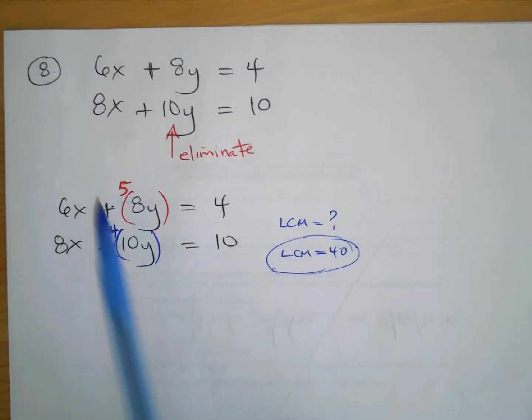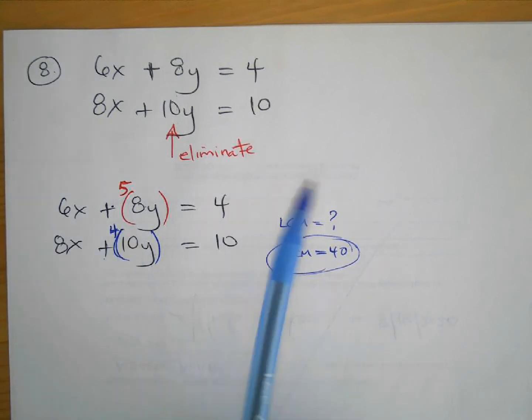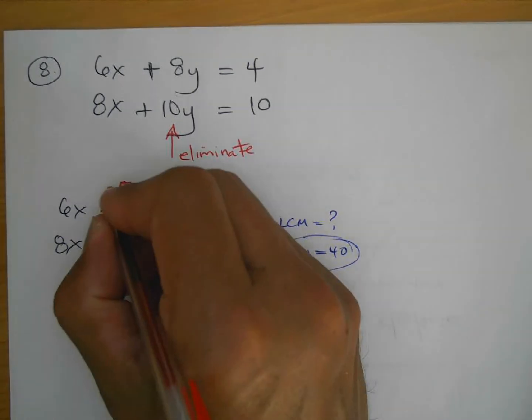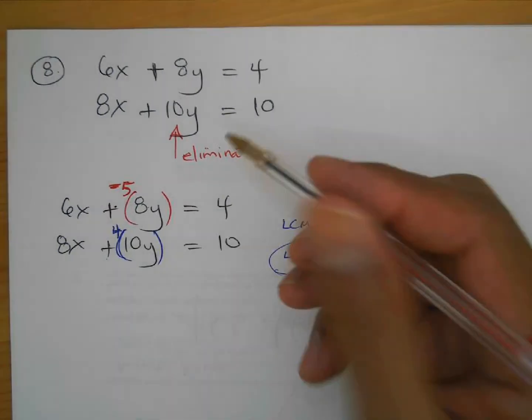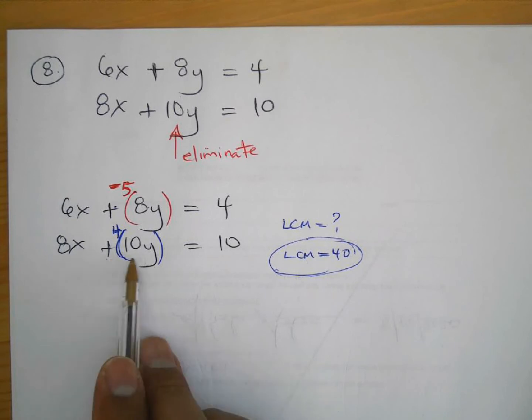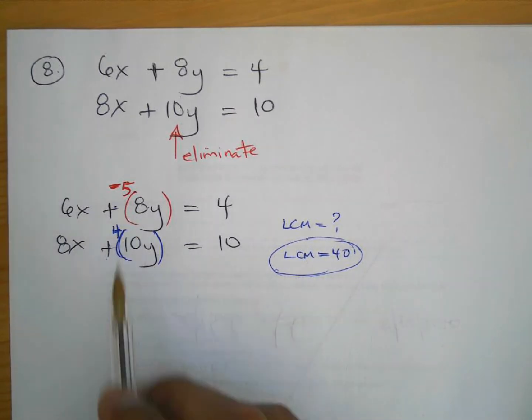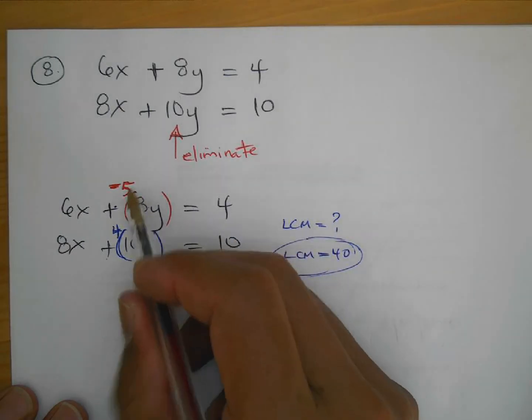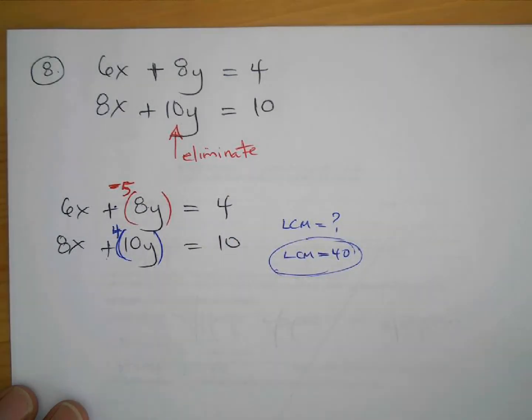It doesn't matter if you put the negative on this one, or it doesn't matter if you put the negative on this one. I'm going to put the negative on this one. Because I want a positive 40, which this one will be the positive 40. That means this one will be the negative. Okay. Now that that's good, and I'm going to get one positive and one negative 40.